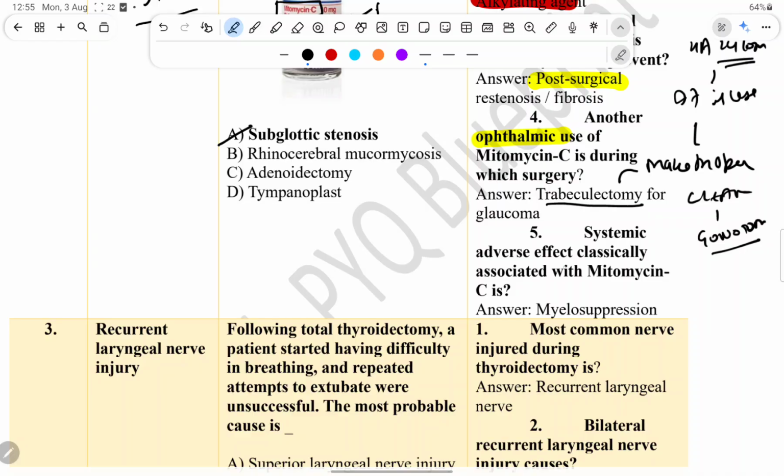Systemic adverse effect classically associated with mitomycin C. Since mitomycin C is an anti-cancer alkylating agent, it can lead to myelosuppression.